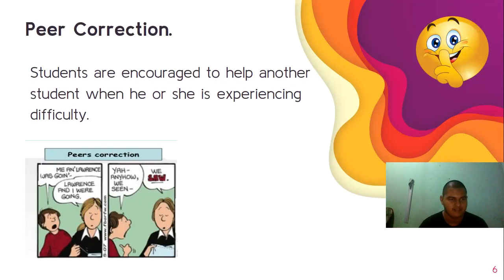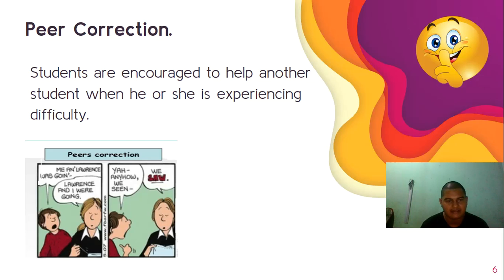Another technique is peer correction. The students are encouraged to help another student when he or she is experiencing difficulty. This technique is about self-correction, or correction among the students, not by the teacher. If one student is mispronouncing something or answering a question in a bad way, the student points to another student, and orders that student to say the correct answer, in order to show the mistake that the other student has made.